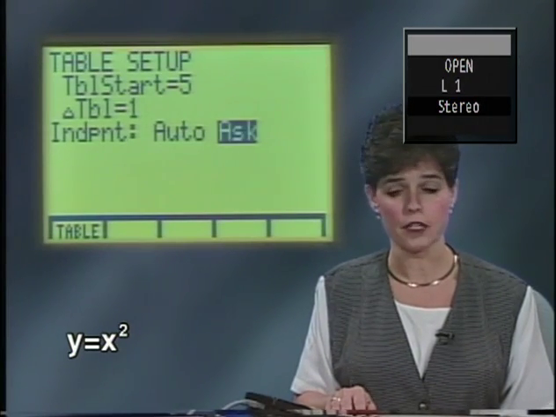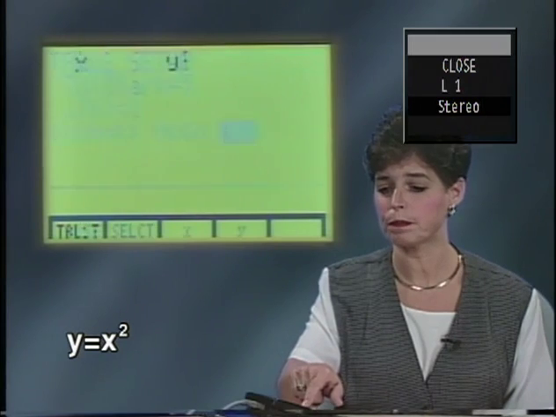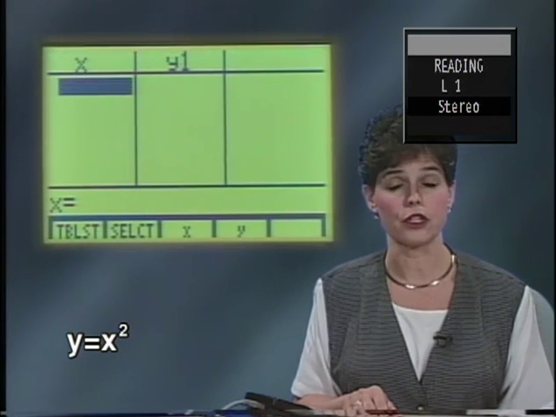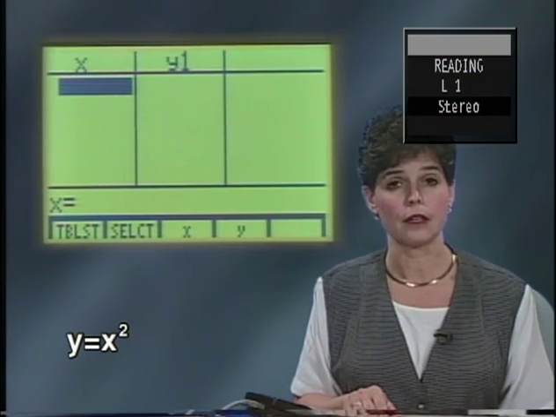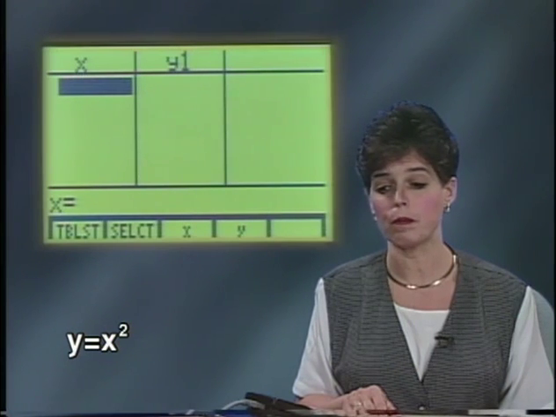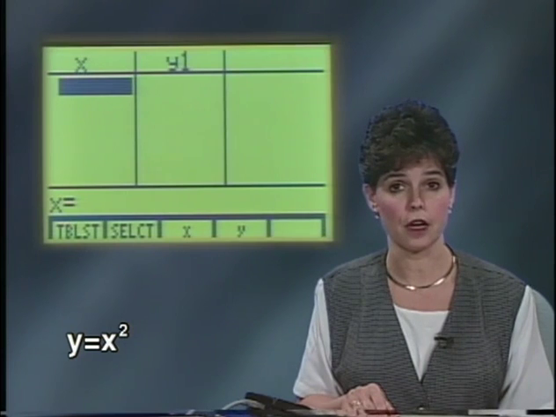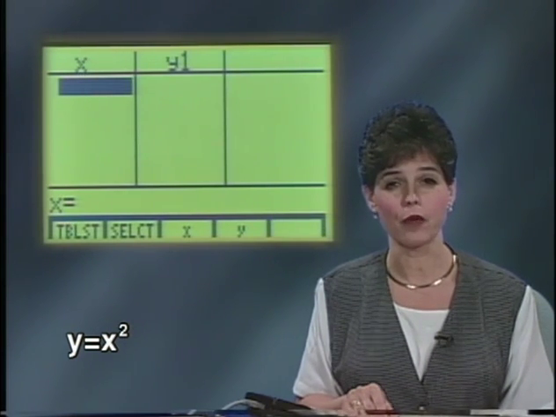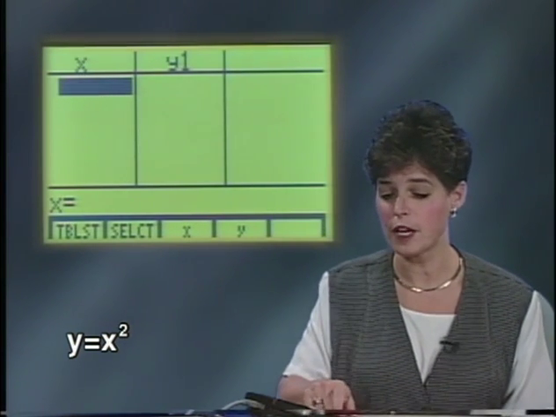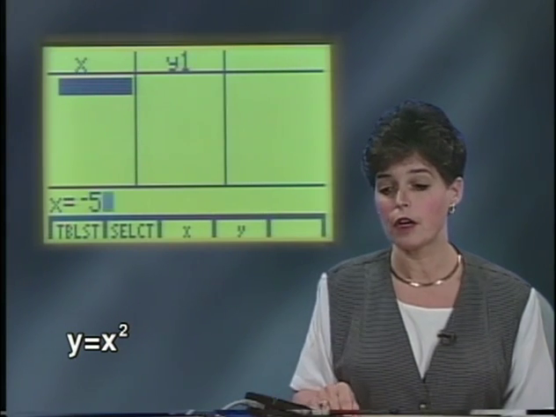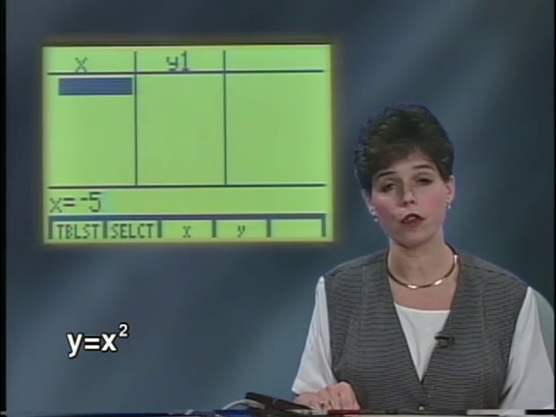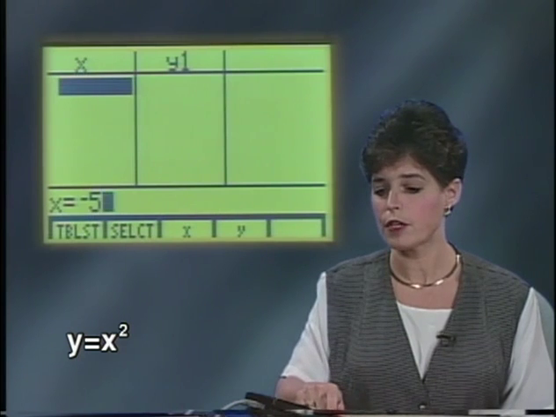Now I'm going to go back to my table with F1, and you'll notice that your table has cleared out. That's because the table has been placed on ask mode. In other words, it's waiting for me to ask about a particular value. So I'm going to type in the number -5. Notice that it shows up kind of near the bottom of my screen. Press enter.